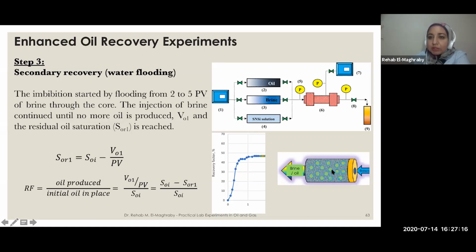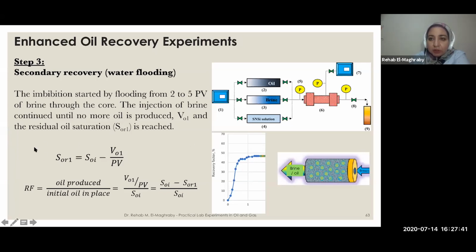So the brine will displace the oil out of the core, and you will continue running this until no more oil is displaced. So what we have here is the brine is injected, and the recovery factor is calculated. It is dependent on the oil production. What you will find here is the oil production will increase until you reach a plateau. No more brine is produced, no more oil is produced.